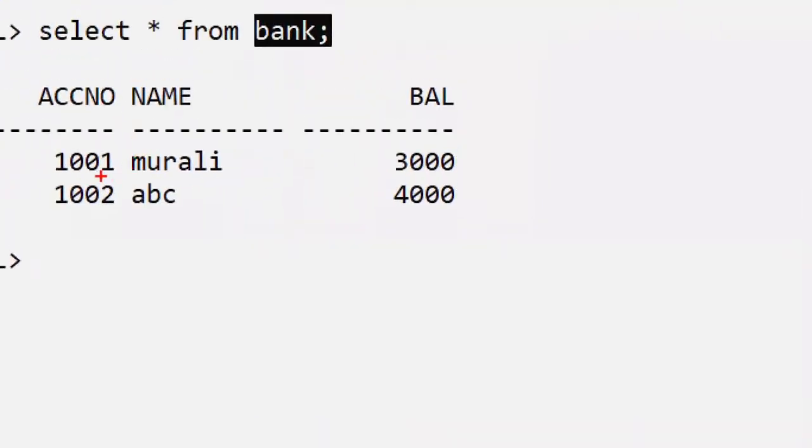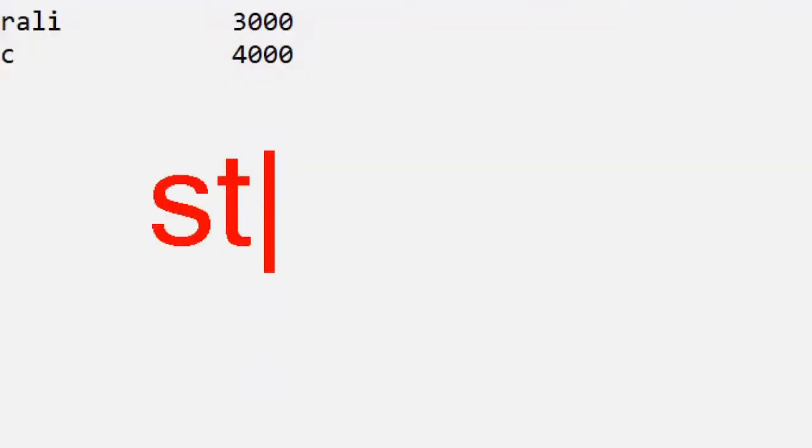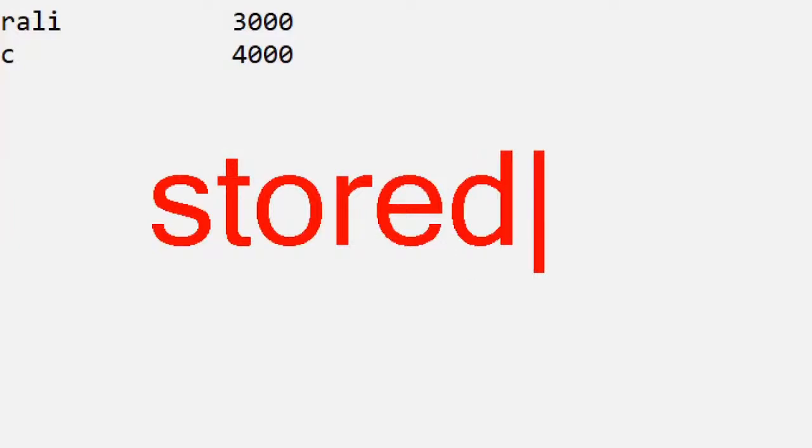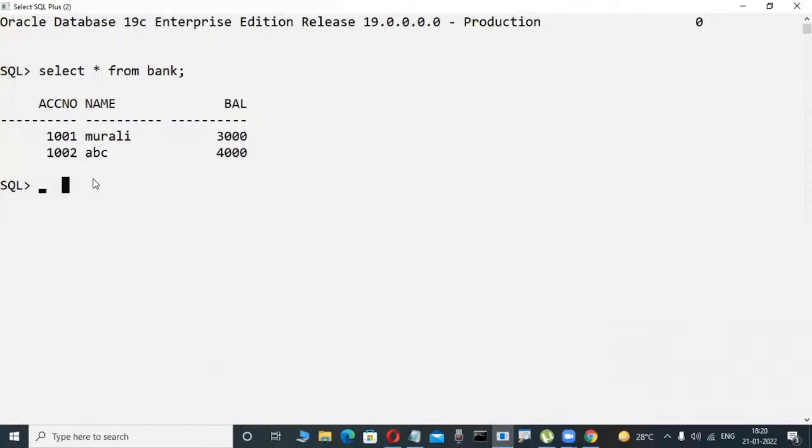In this bank table, I try to withdraw some money. For that purpose, I'm writing some code in PLSQL. You don't have an idea about the code, but observe logically whether it is working correctly or not. Don't write it. Stored procedures are a concept in Java, .NET, Python, and also in MySQL, SQL Server and Oracle. In stored procedures, these types of logical conditions are written. That is in our PLSQL course.